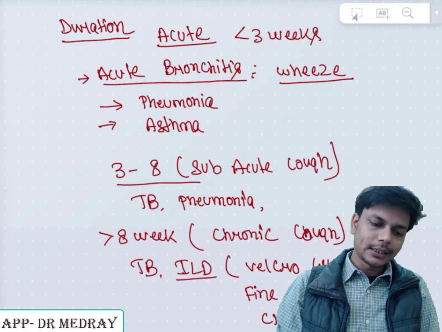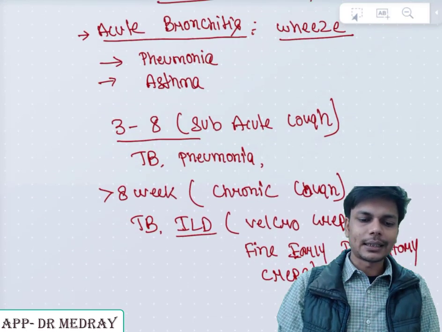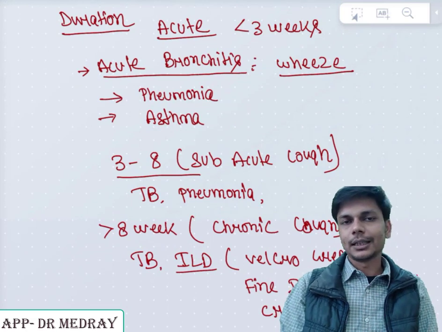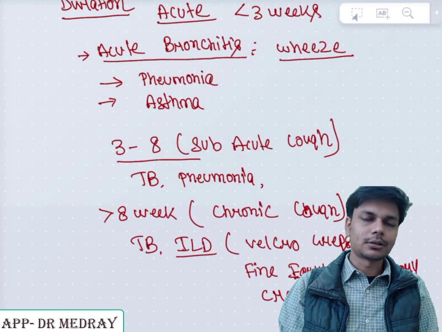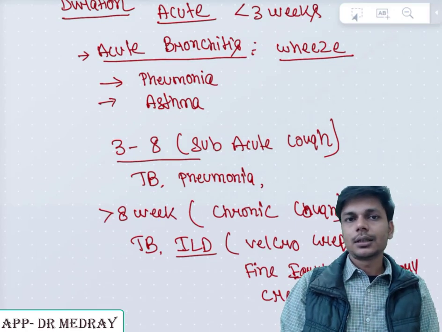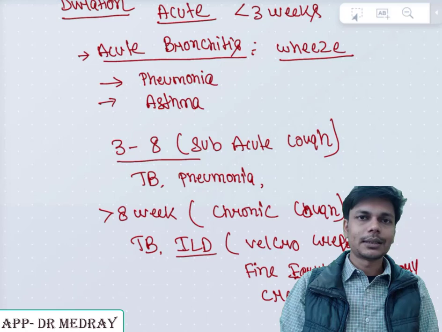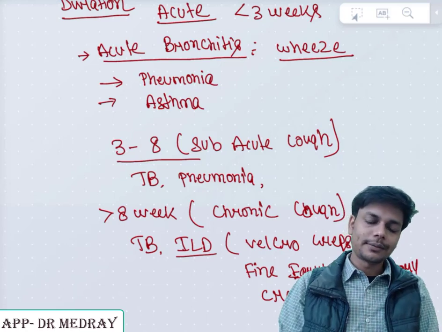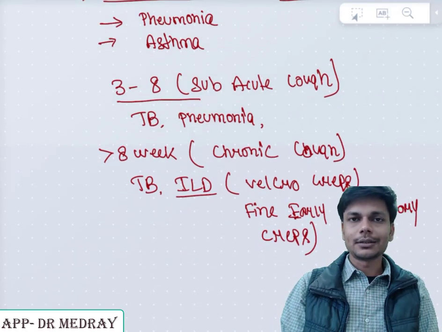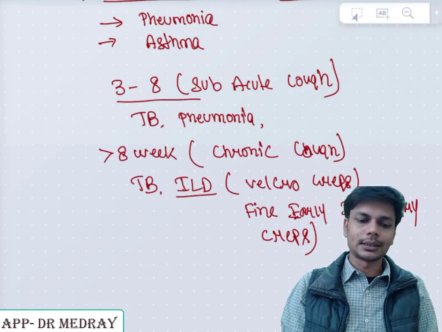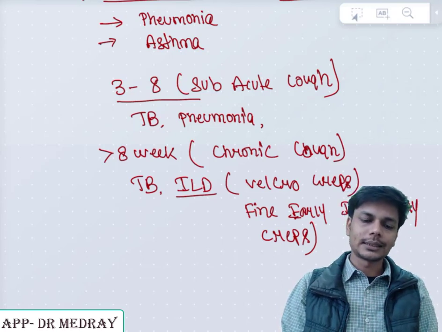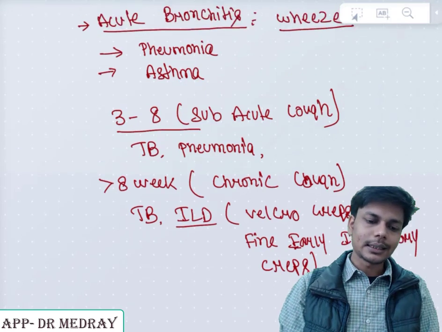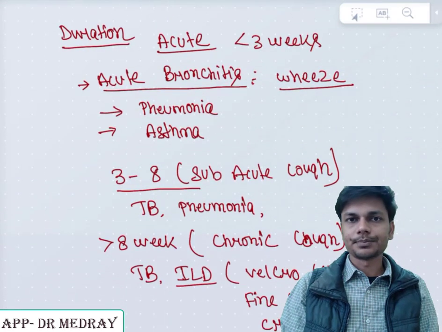So, by knowing the duration of the cough, we can categorize the cough into three parts. Acute cough has less than 3 weeks duration and occurs because of acute processes like acute bronchitis, post-nasal drip, or an acute attack of asthma. If the cough duration is between 3 to 8 weeks, it usually suggests tuberculosis or pneumonia. Chronic cough usually lasts more than 8 weeks, and usually it is because of tuberculosis or interstitial lung disease. These are all the respiratory causes of cough.